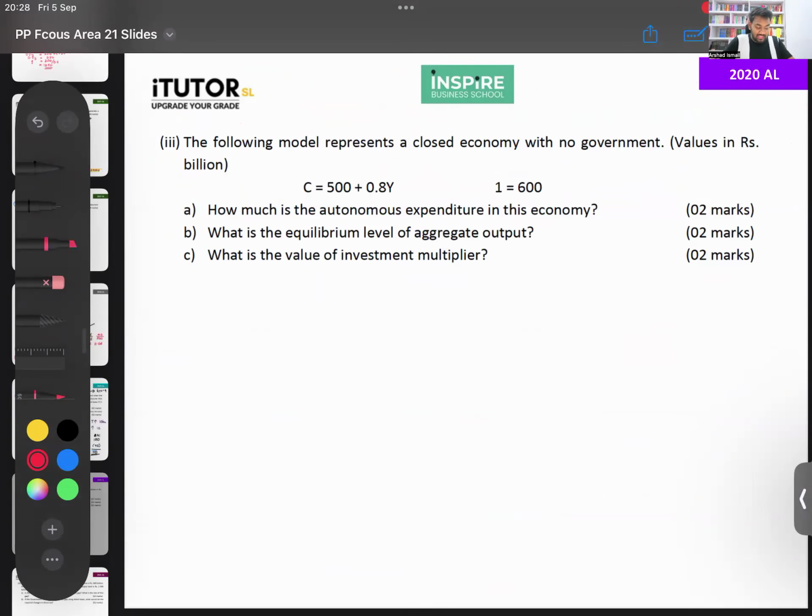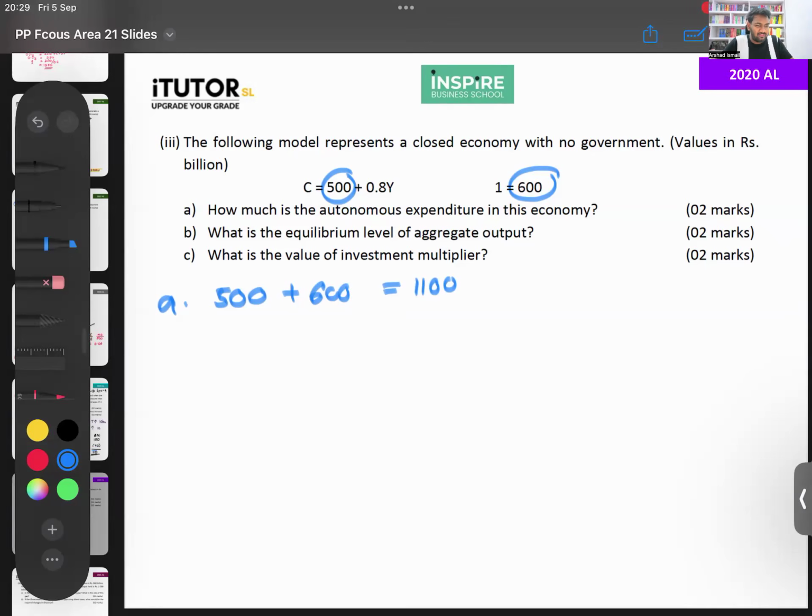2020, question number 3, again, one of the easiest questions. How much is the autonomous expenditure? Autonomous expenditure is your expenditure that doesn't depend on income. That is autonomous consumption and investment, right? How much is your total autonomous expenditure? Consumption, you have 500. Investment, you have 600. Autonomous expenditure is 1,100.